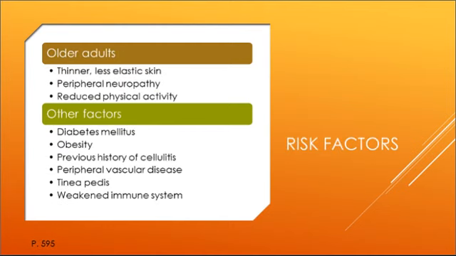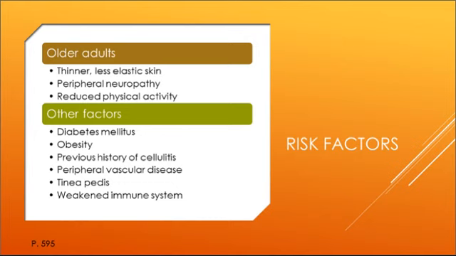Very important to teach the patient what they're looking for. Older adults are more vulnerable because the skin is thinner, less elastic. Neuropathy, nerve damage, means not as active sensation. Reduced physical activity, so they have blood pooling because it's not promoting the lymph system to have return blood flow. Diabetes is a huge risk. Obesity, if they've had cellulitis before, if they have peripheral vascular disease, so their flow is not good.